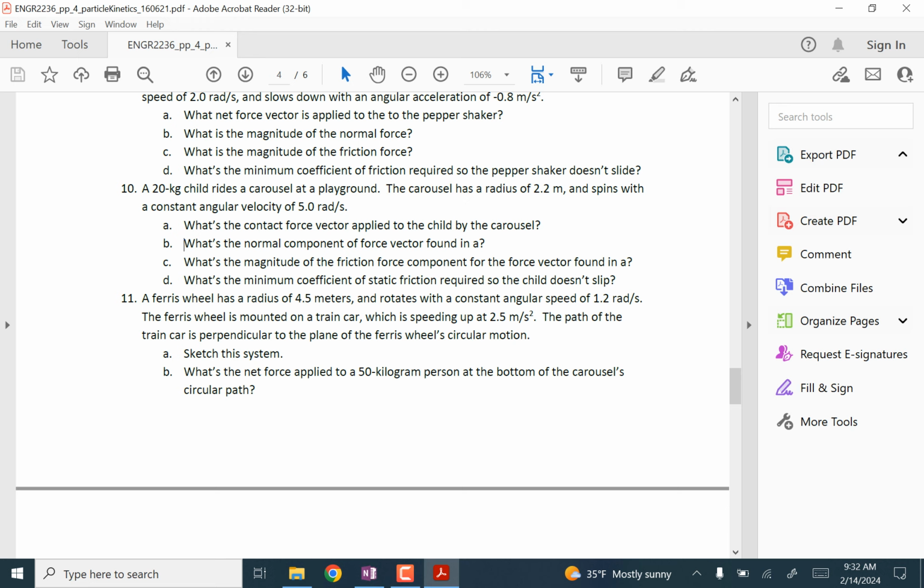Okay. So it's a carousel. It has a radius of 2.2, constant angular velocity.